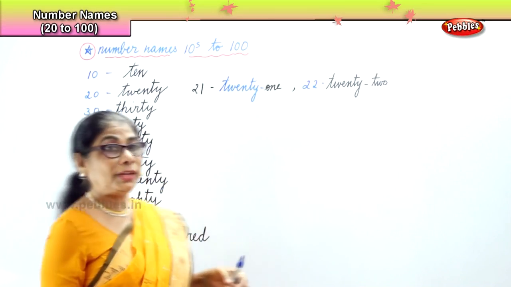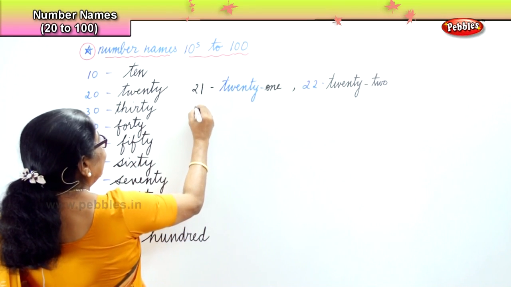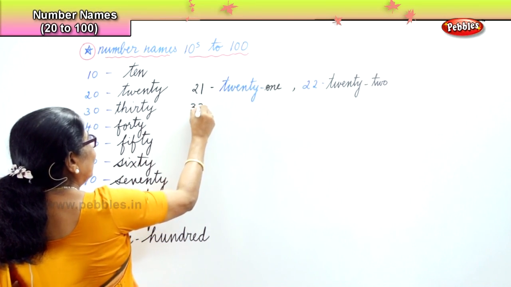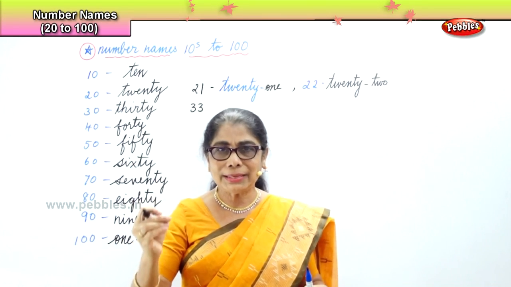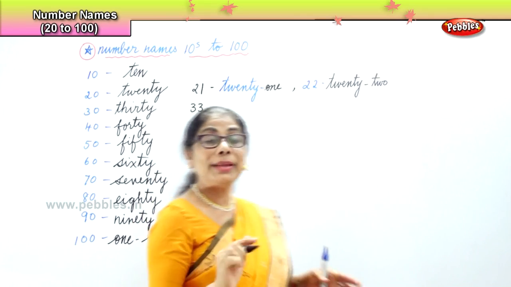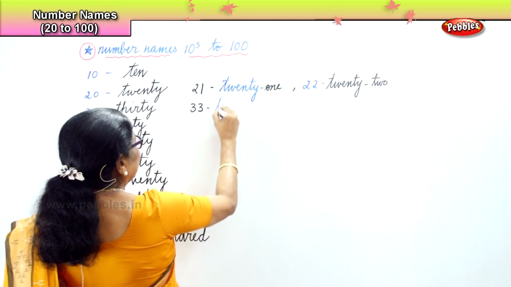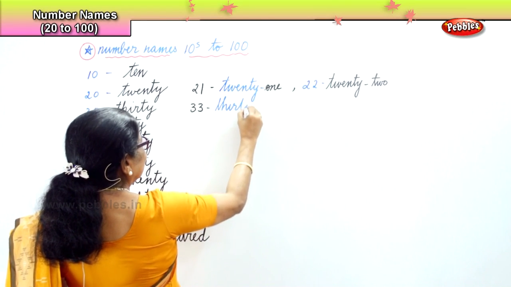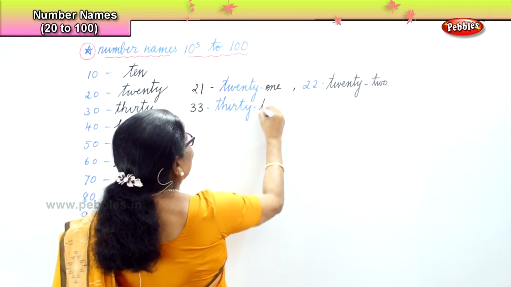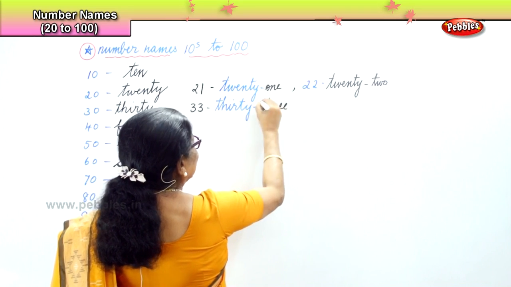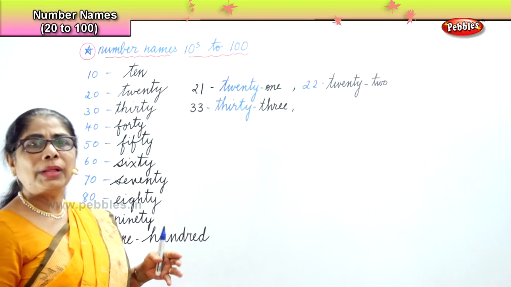Now we come to 30. Let us say I give you the number 31. How will you write? 30 dash 1. 31. 32, 30 hyphen 2. Now, we are going to write 33. That will be 30, dash, then 3. 33. And if it is 34, 30 dash 4. 34.